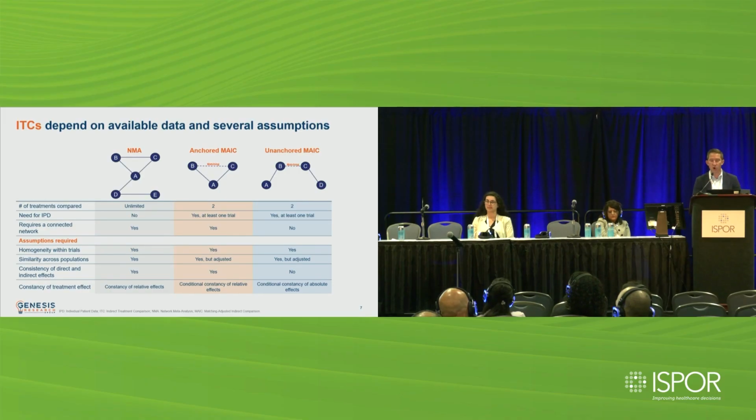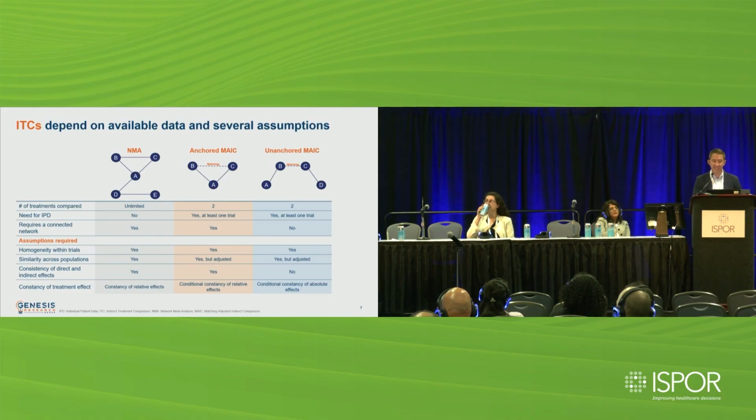The first one is homogeneity within trials. So if you have multiple trials within a treatment, those should be relatively similar across all of those populations. Similarity across populations means that if you have multiple trials across different treatments, hypothetically, you should be able to have patients be in each of those individual trials or be eligible for those. So the idea is that they can be exchangeable between any of those trials.